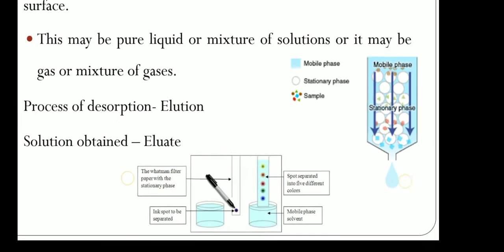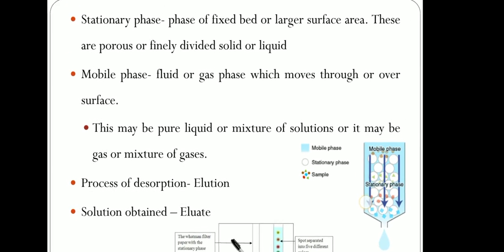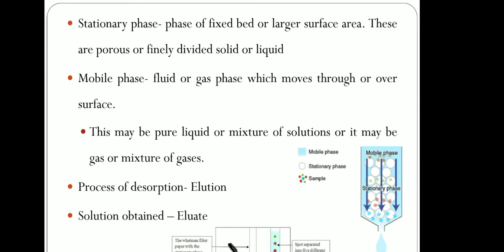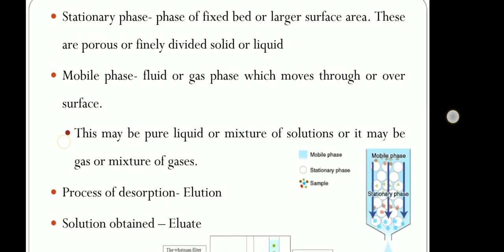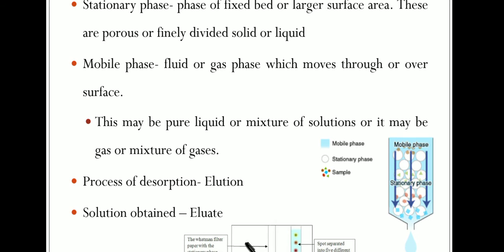So this is the stationary phase. And next one is the mobile phase. Mobile phase is a fluid or gas phase which moves through or over the surface. This may be a pure liquid or a mixture of solutions, or it may be a gas or a mixture of gases. That means usually mobile phases may be liquid or gas, that may be an individual pure liquid or pure gas, or a mixture of solutions or a mixture of gases.